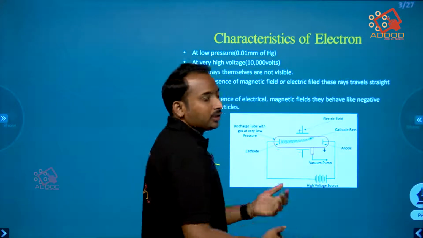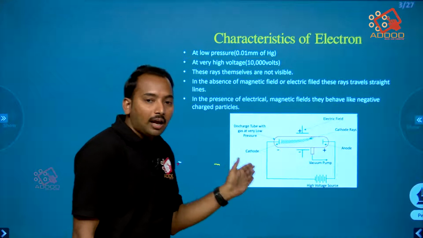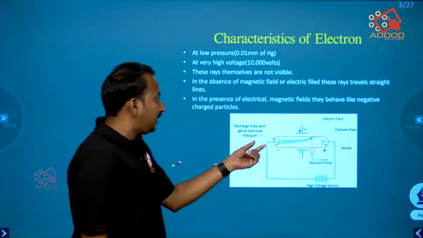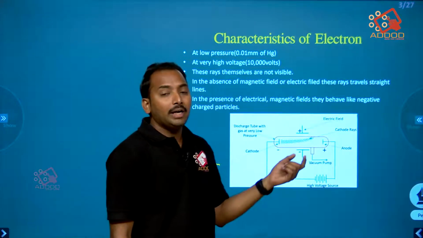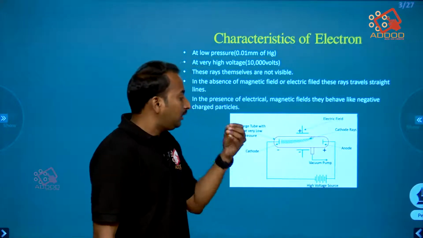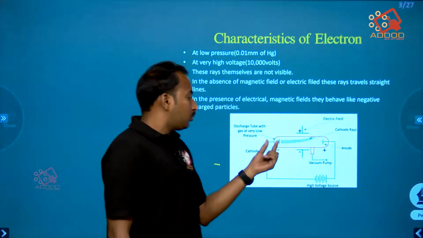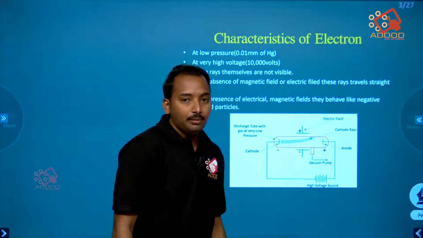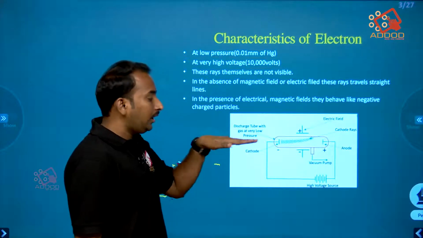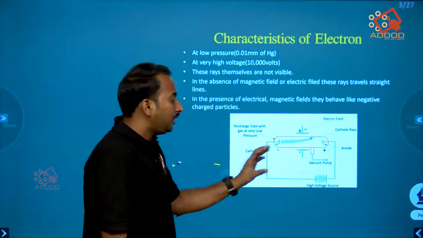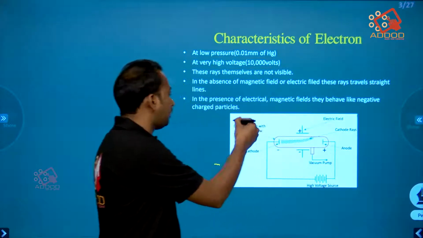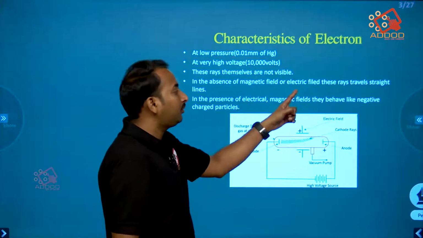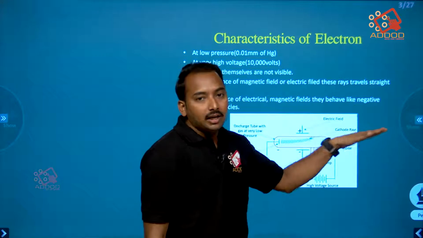In that experiment, the cathode rays travel from the cathode towards the anode. These rays are not visible by themselves, but we observe their behavior with a fluorescent material. When these rays hit the fluorescent material, it glows. In the absence of magnetic and electric fields, these rays travel in straight lines.